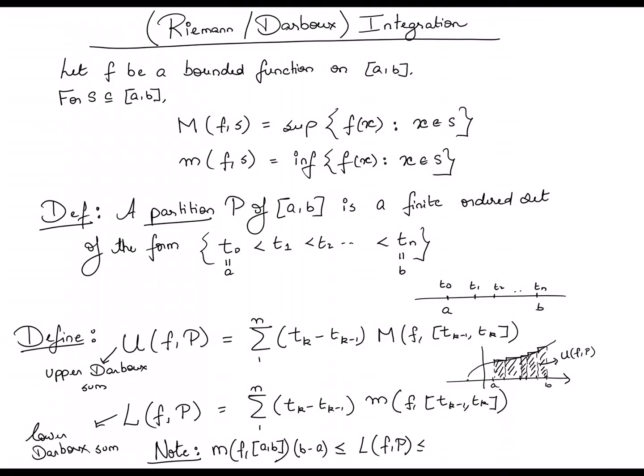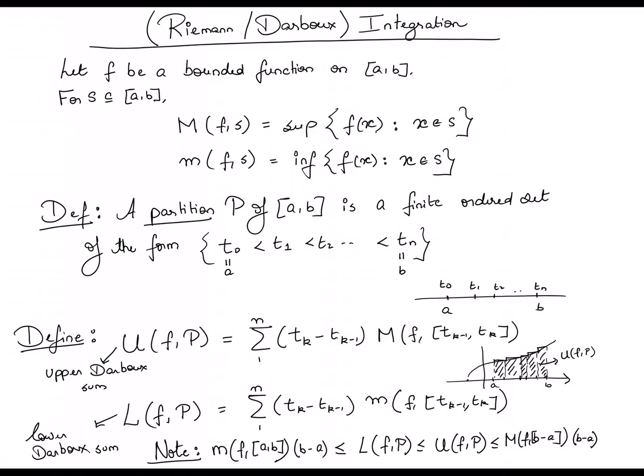The lower Darboux sum is of course always less than or equal to the upper Darboux sum, which in turn is upper bounded by M(f, [a, b]) times (b minus a). So clearly the upper Darboux sum is greater than the lower Darboux sum. That just comes from the fact that in one case you take the supremum of the function values, in the other case you take the infimum.